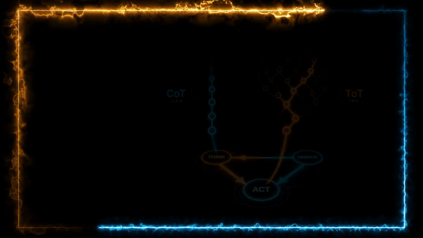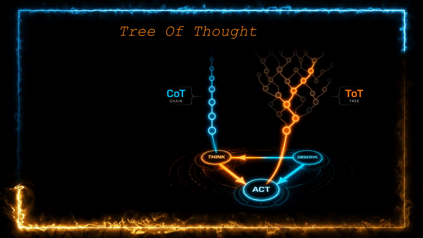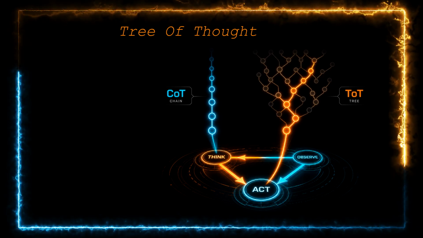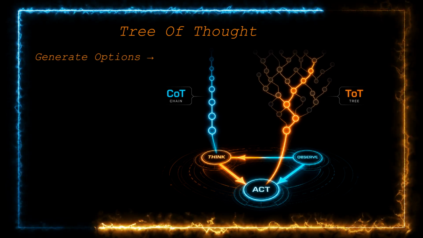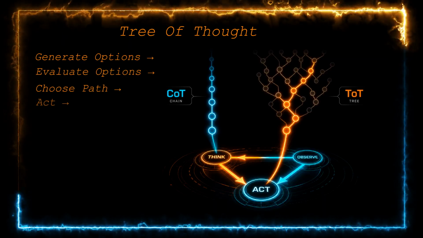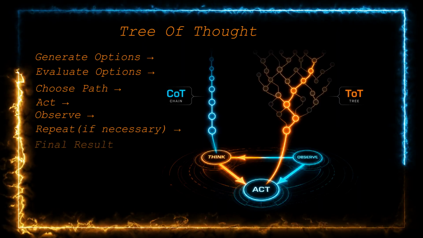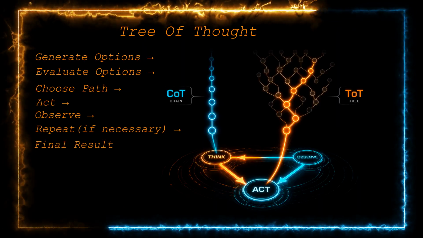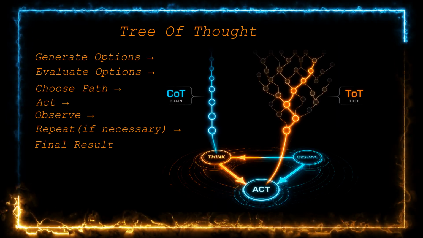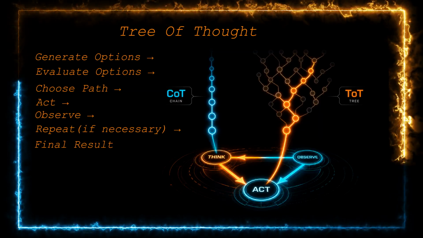Tree of thought plus ReAct is useful when one reasoning path is not enough. Instead of thinking in one straight line, the agent explores multiple possible paths. The loop is more like: generate options, evaluate options, choose path, act, observe, repeat if necessary, final result. For example, if an agent is debugging a production issue, there may be several possible causes: database problem, API problem, deployment problem, cache problem, or bad input.